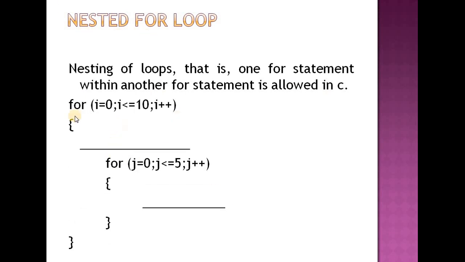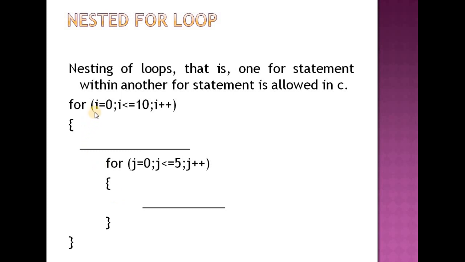So here you can see for i is equal to 0, i less than or equal to 10, i plus plus, opening bracket, this is the body of this for loop, and inside this for loop I have used another for loop. For j is equal to 0, j less than or equal to 5, j plus plus, and this is the body of the enclosed inner loop. So this is the outer loop, and this is the inner loop.